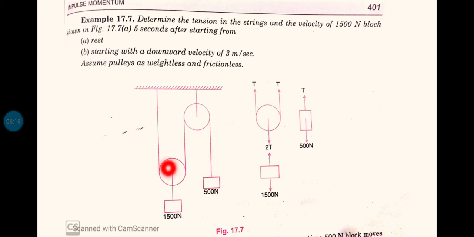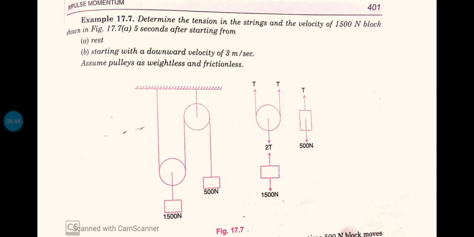So if it wants to cover a distance of x meter, from here we want to provide a distance of 2x meter of rope. So of course the 500 Newton weight will be moving double the distance that this pulley is moving, or this weight is moving. So what happens is, actually the distance covered by the 1500 Newton will be half the distance of that of the 500 Newton block moving. So the distance here is not the same.